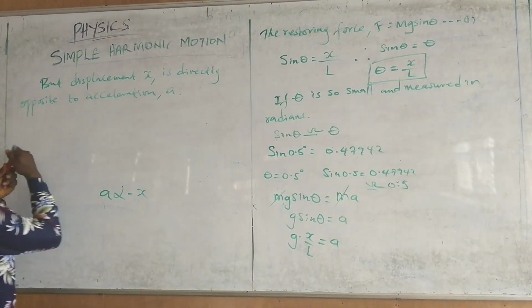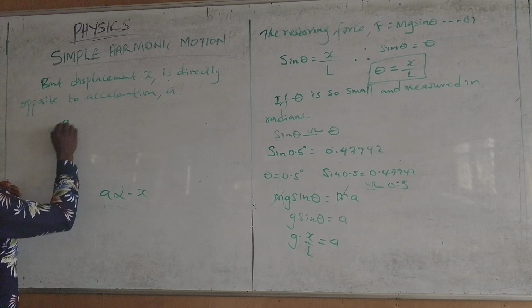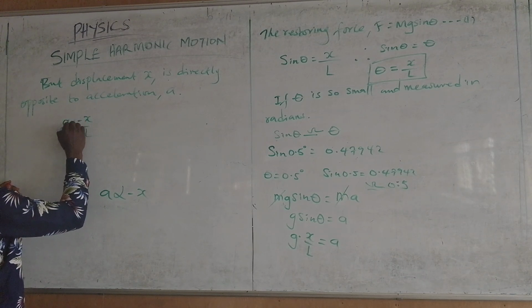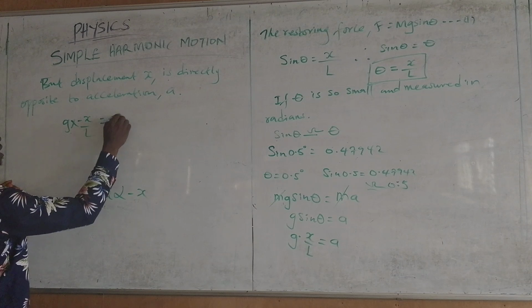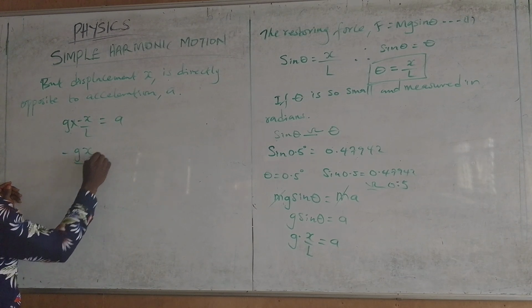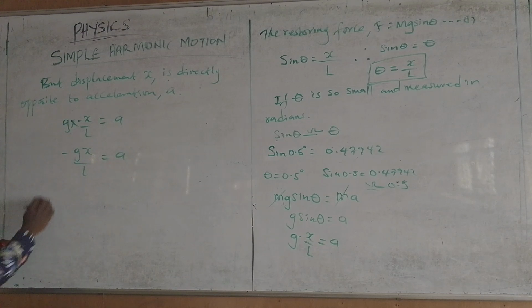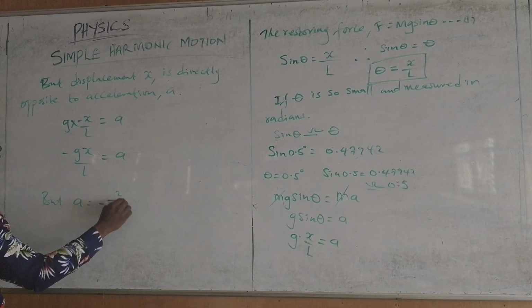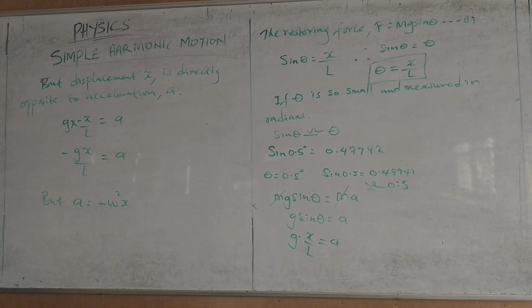So you have to introduce that minus again, so that we now have G times minus X over L. G times minus X over L will now be equal to what? A. So that minus Gx over L equals A. But do you remember that acceleration A equals to minus what? Omega square x. Acceleration A equals to minus omega square x.